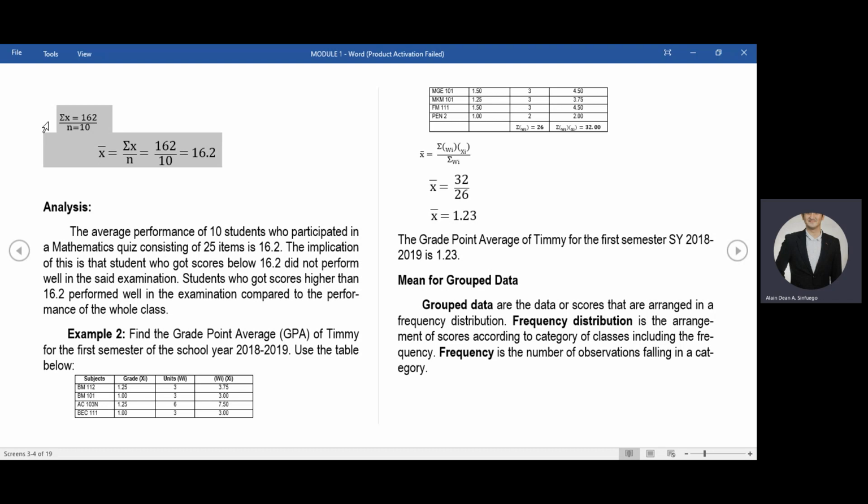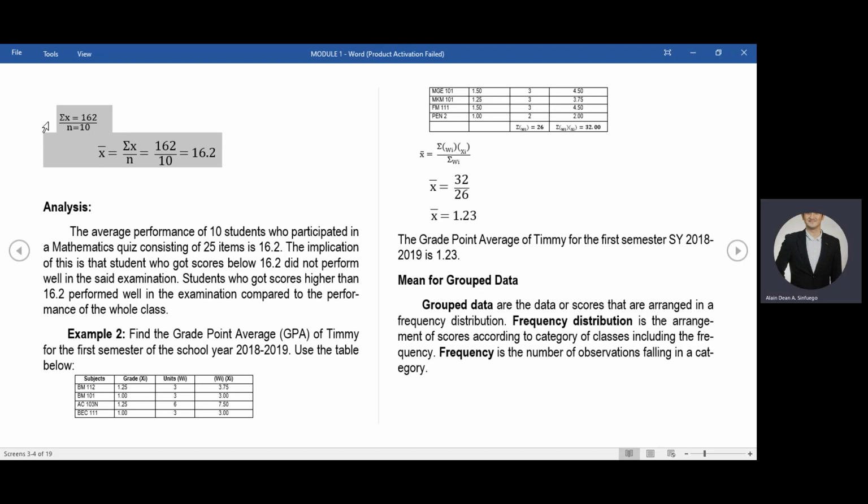The implication of this is that students who got scores below 16.2 did not perform well in the said quiz or examination. Otherwise, students who got scores higher than 16.2 performed well in the mathematics quiz compared to the performance of the whole class.